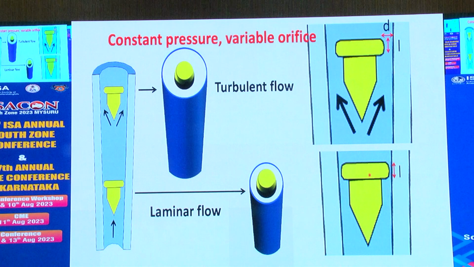If you see flow meters, at low flows, the bobbin is at the bottom of the tube. Here, if you see, the length is more compared to the diameter, so that is a laminar flow. When the flow is increasing, the bobbin goes to the top, and there the length is smaller compared to the diameter, which is bigger. So, here it will act as an orifice.